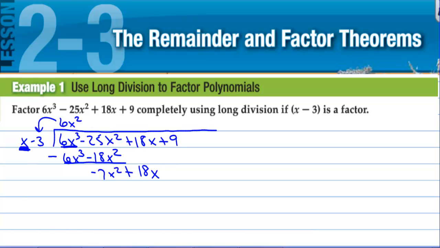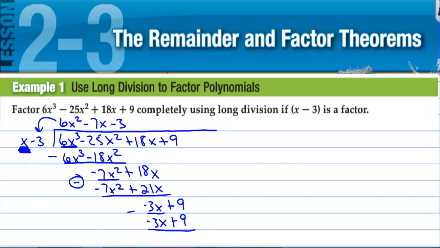Now what do we take times x to get negative 7x squared? Well, minus 7x. We get negative 7x squared and then plus 21x. And in long division, again, we always subtract. 18 minus 21 is negative 3. And then we bring down the 9. Well, what do we take times x up here to get negative 3x? Well, minus 3. So we have negative 3x plus 9. And then when we subtract, we get 0.